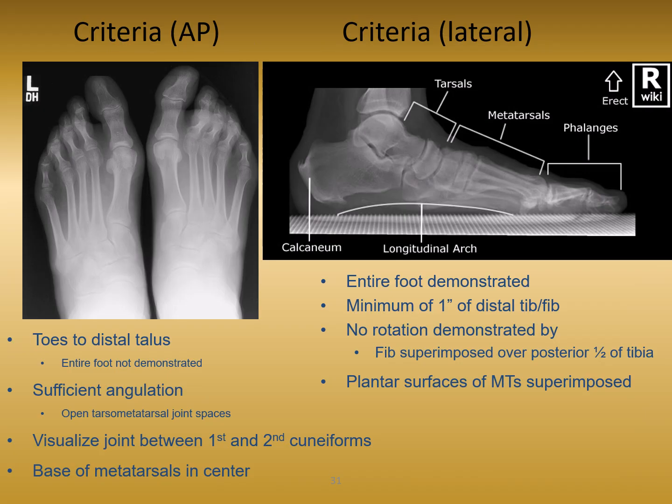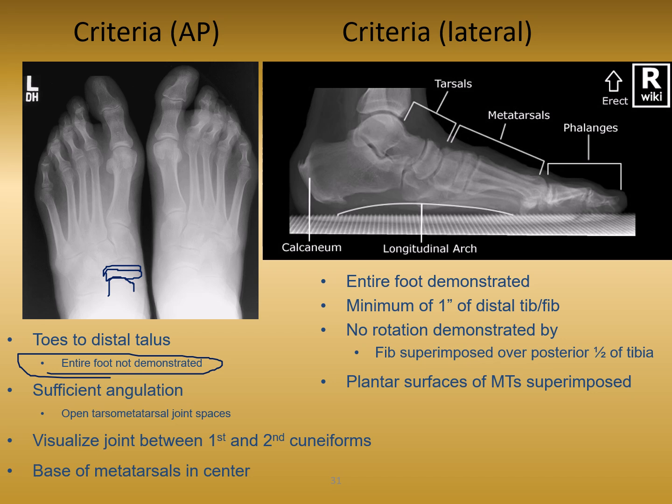So on the AP weight bearing bilateral of the feet, notice that we say right here the entire foot is not going to be demonstrated. That's just the nature of where the central ray is and the fact that the legs, the tib fib, is in the way when the patient's standing up. So we won't be able to see all of the calcaneus. We'll be able to see part of the talus here anteriorly where it articulates with the navicular, but we won't be able to see all of the calcaneus. But we definitely want to be able to see all of the toes there.